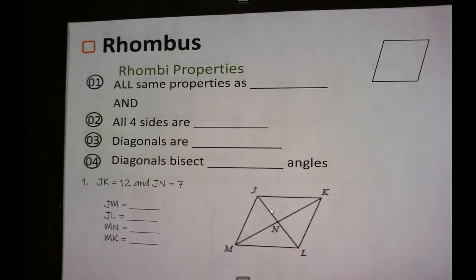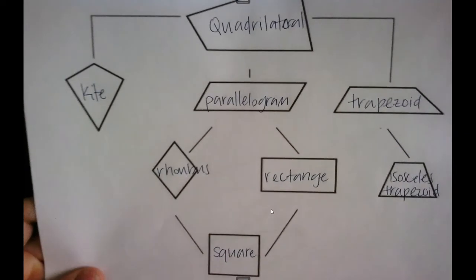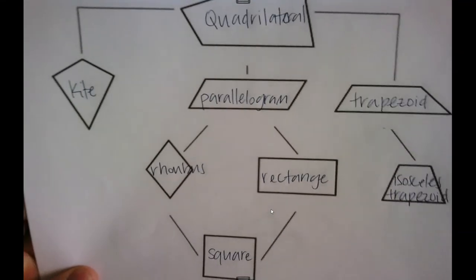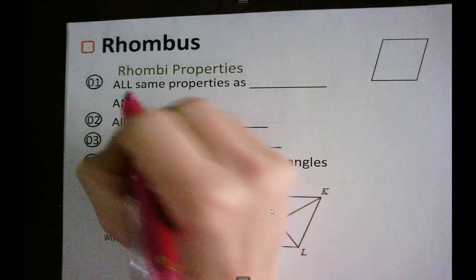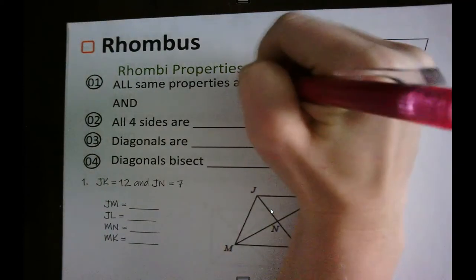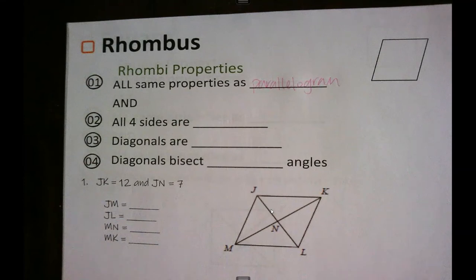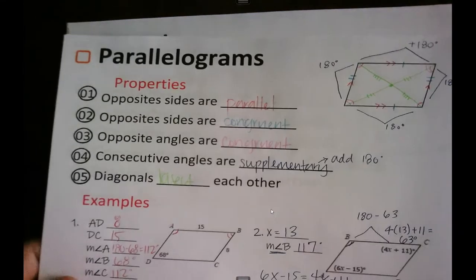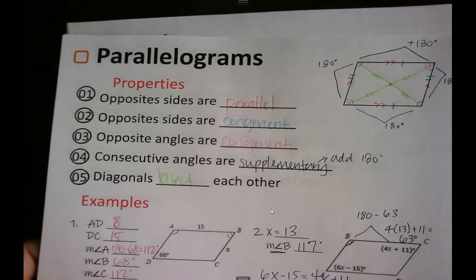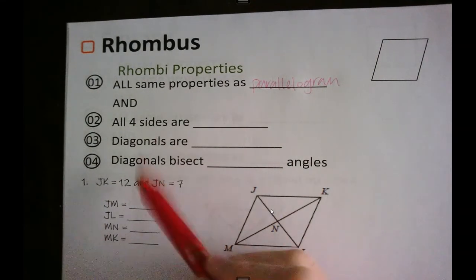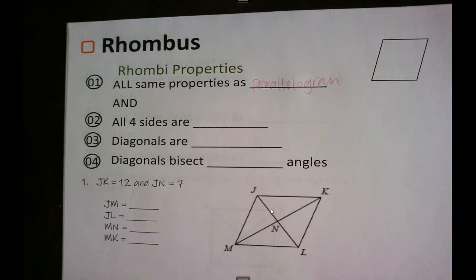Rhombus. All right. Remember from our family tree, our rhombus is the other son of the parallelogram. So again, we're going to have all the same properties as our parallelogram. So all 5 of these, so make sure you have these notes handy. Again, I did not write them down, but we have those plus an additional 3.